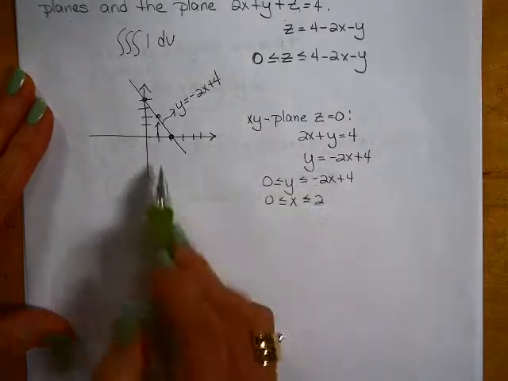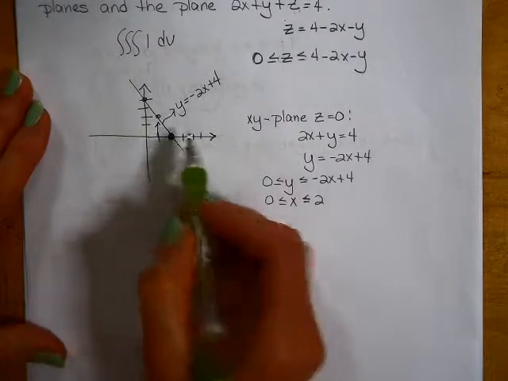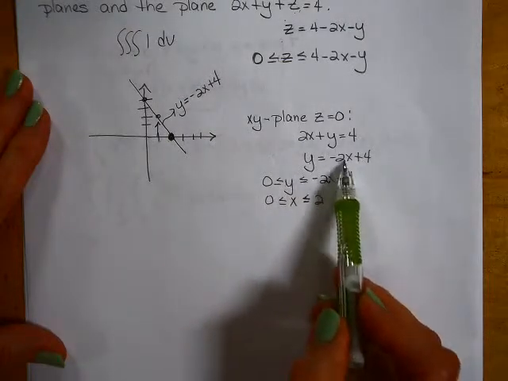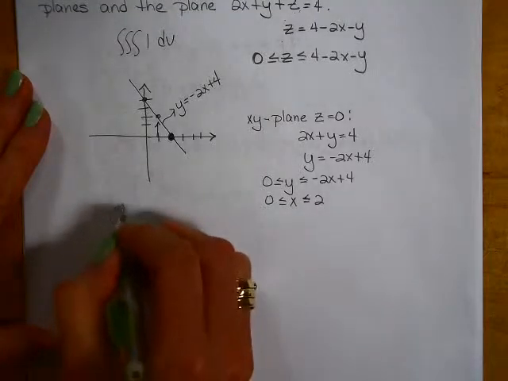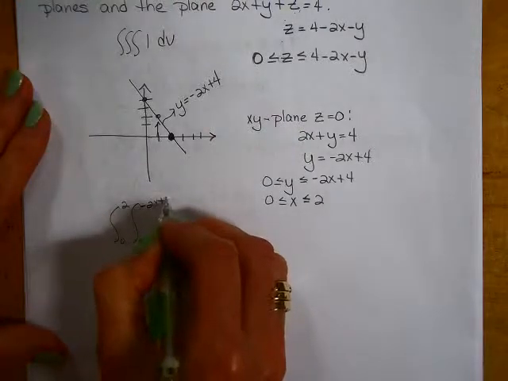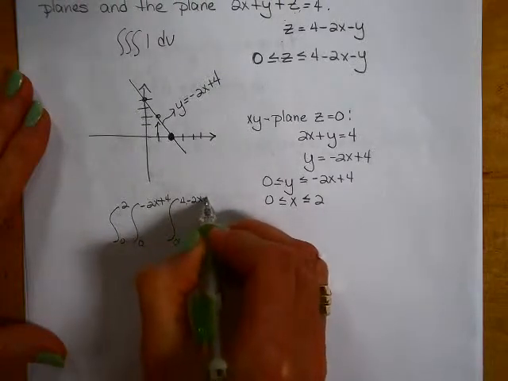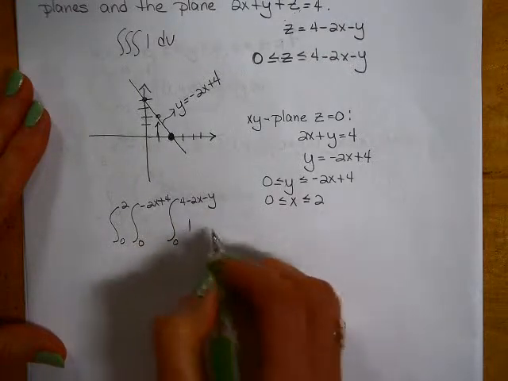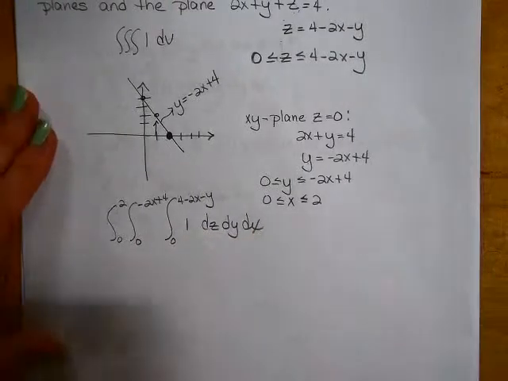Now I'm trusting my graph because I counted off my slope, but if you're unsure about this, solve for it, see what x is if y is 0. If y is 0 and you solve it, you do get 2. So when you set it up, 0 to 2 on the outside, 0 to negative 2x plus 4, and then 0 to 4 minus 2x minus y. I'm looking for the volume, so the function is 1. This is dz, this is dy, and this is dx.